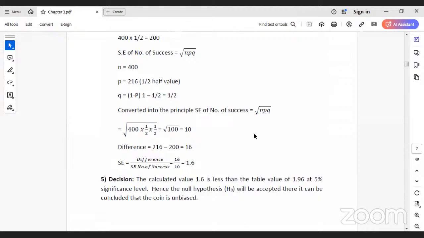Okay, right. So now I move to the next problem. In this way, this 1.96 we have to take for calculating purpose as well as we need to take the decision also.